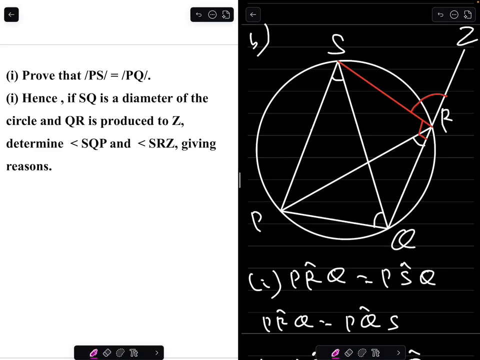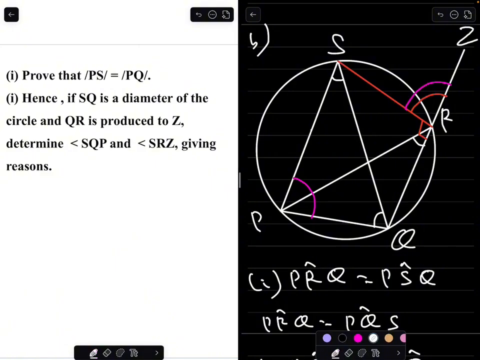One of the sides of that quadrilateral, which is QR, has been produced to Z. So this angle is an exterior angle. The exterior angle of a cyclic quadrilateral is equal to the opposite interior angle. So angle SPQ equals angle SRZ. The angle facing this angle is the interior opposite angle.